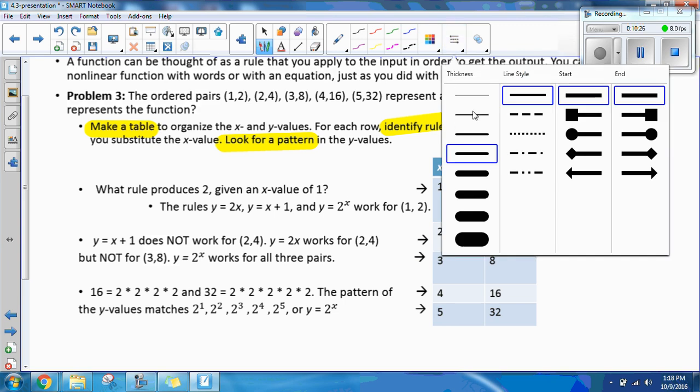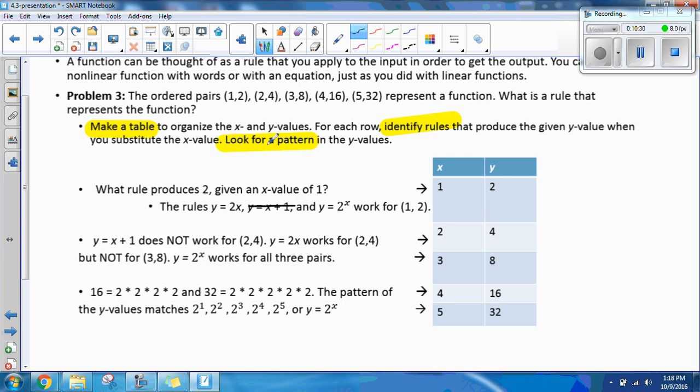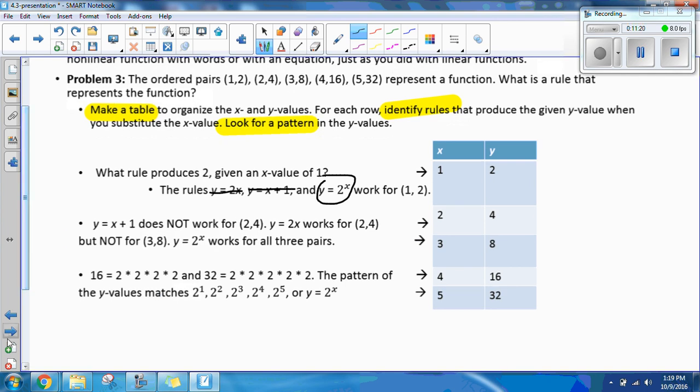Y equals 2 times x works for us, because when I substitute 2 for the x, 2 times 2 is 4, so that works. But that doesn't work for the next one, 3, 8, because if I substitute 3 for x, 3 times 2 is 6, so that does not work for the next ordered pair. However, this one, y equals 2 to the x power, works for all three. Well, let's just make sure it also works for 4, 16. If I plug in 4 for the x, 2 to the 4th power is equal to 16. And if I substitute 5 for x, 2 to the 5th power does equal 32. So it works for all the ordered pairs.